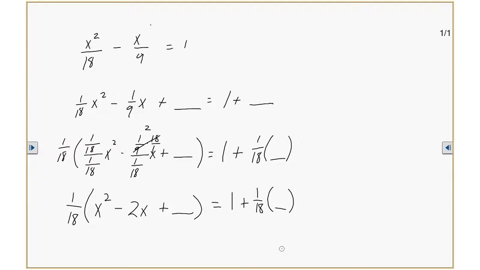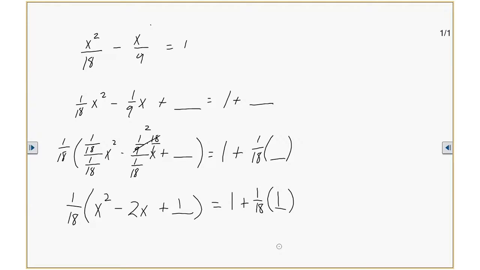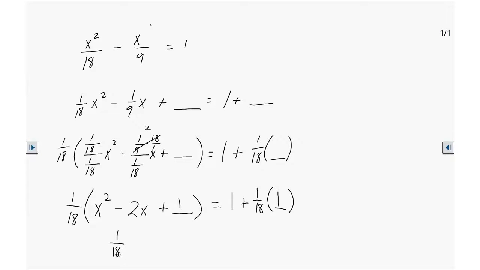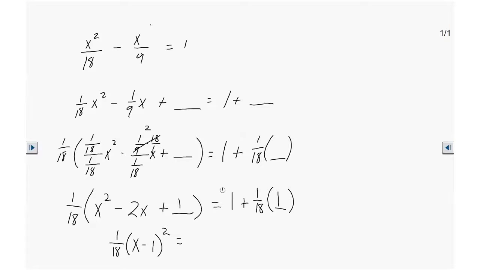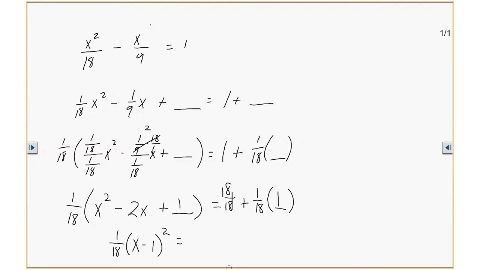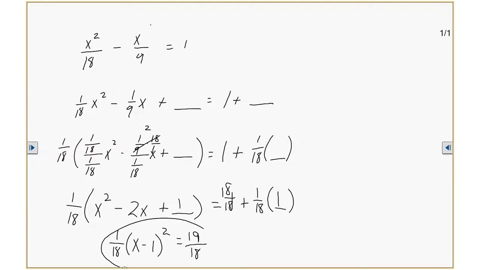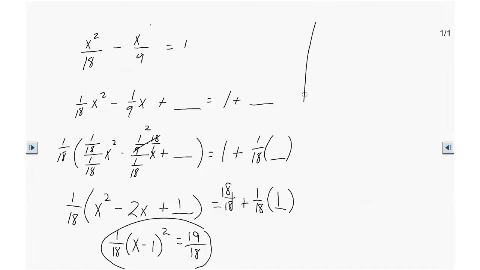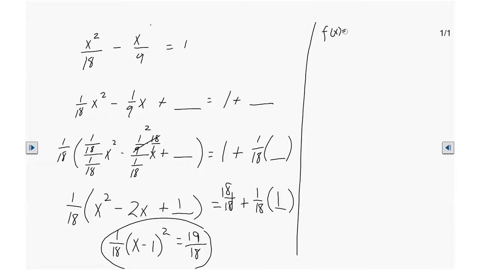Now, what's half of 2? 1 squared. So 1 over 18, x minus 1 squared is equal to 19 over 18. That's what you get when you go over here. And f of x is equal to 1 over 18 x minus 1 quantity squared minus 19 over 18.